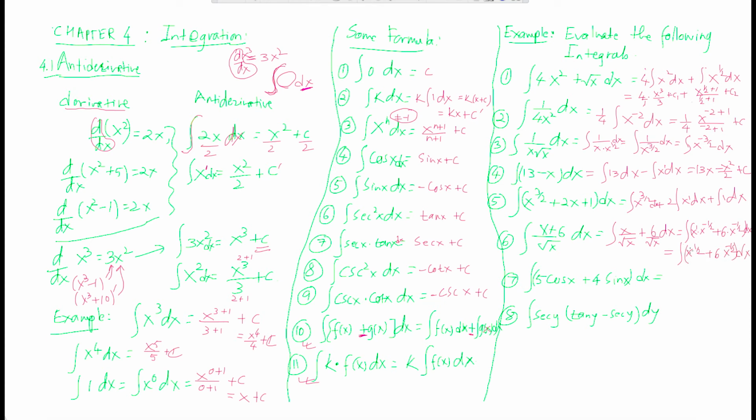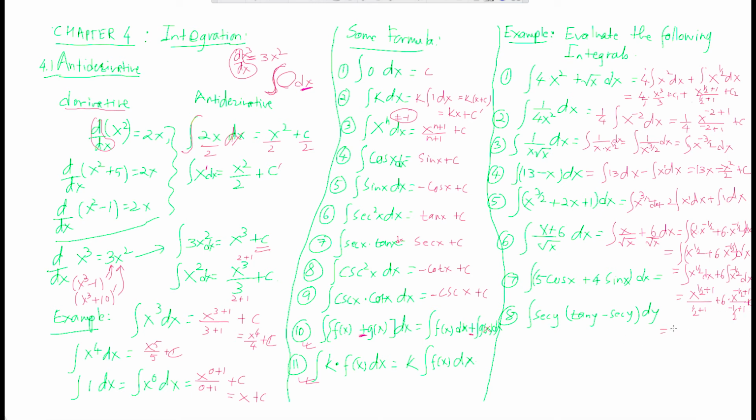You see that? Now I distribute the integral: integral of x to the 1/2 dx plus 6 integral of x to the negative 1/2 dx, right? So what is the integral of this? It is x to the 1/2 plus 1. I'm using formula number 3 again. So you get x to the 1/2 plus 1 over 1/2 plus 1, plus 6 x to the negative 1/2 plus 1 over negative 1/2 plus 1. Whatever exponent you have, when you find the integral, you add 1, okay? Then plus c, right?